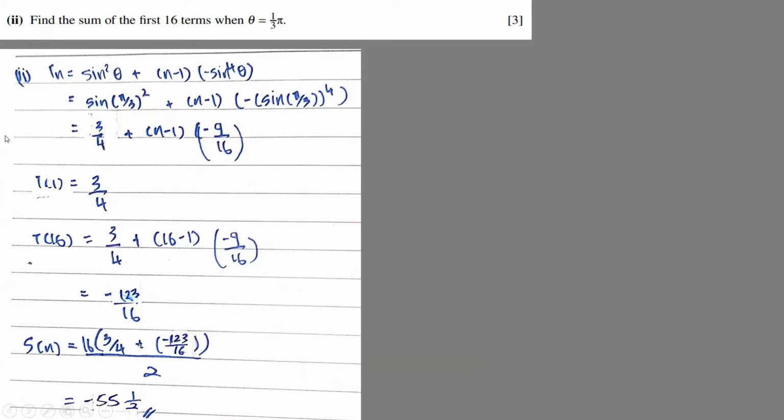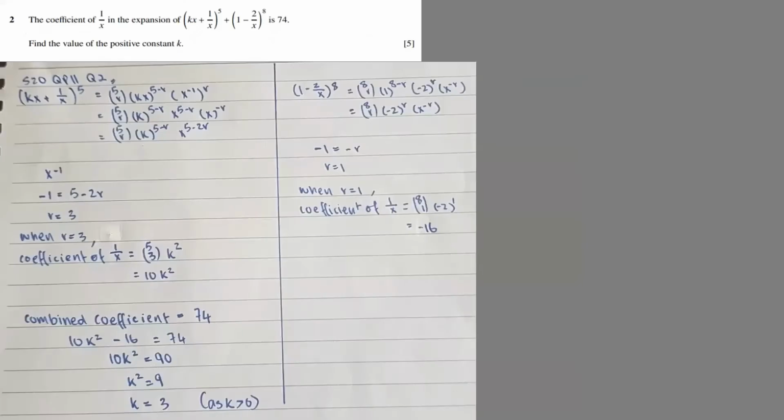So we know that term 1 is 3 over 4 when n is equal to 1. And we find the 16th term by substituting n equals 16, which gives us negative 123 over 16. And using first term plus last term divided by 2 multiplied by 16, we can get negative 55 over 2. And by that, we have come to the end of series.